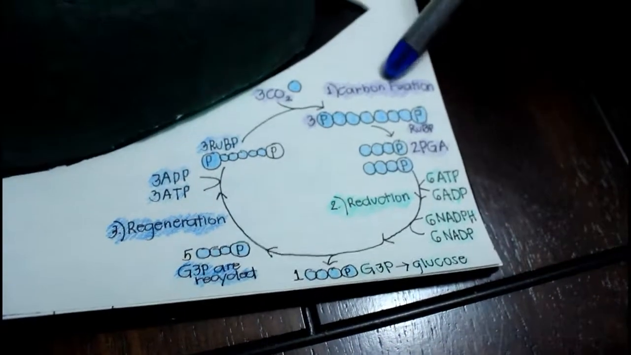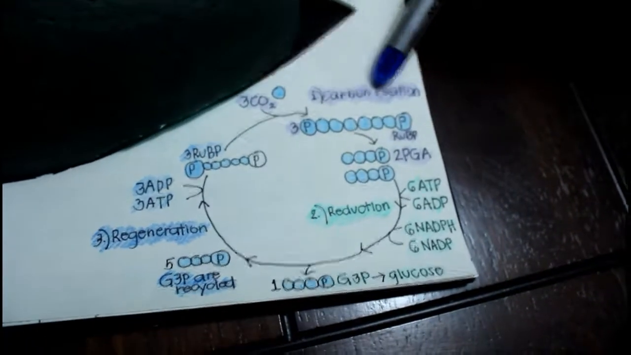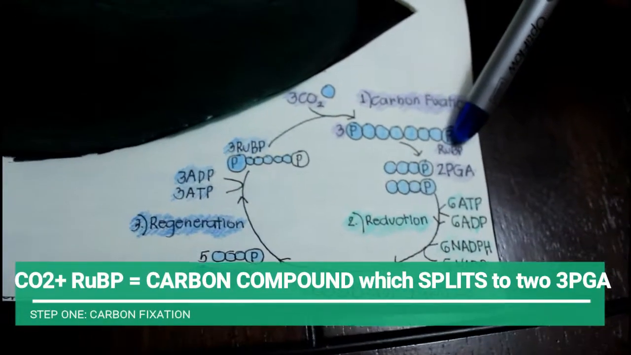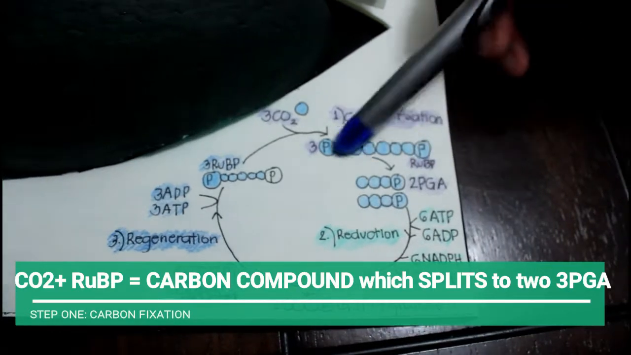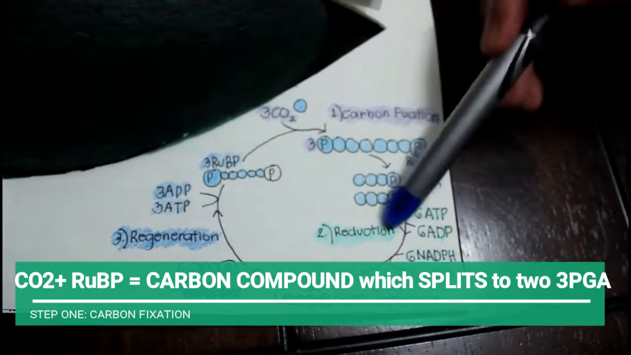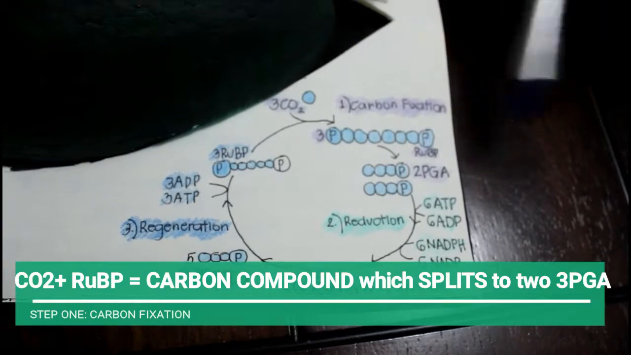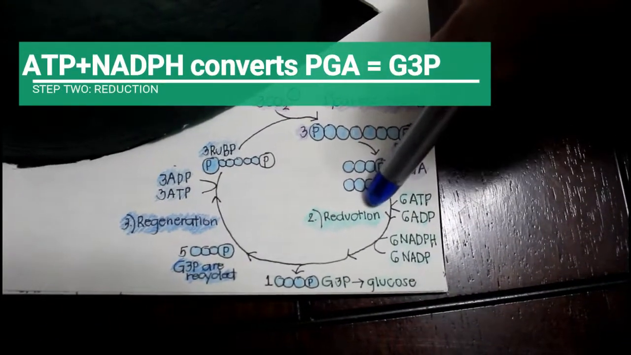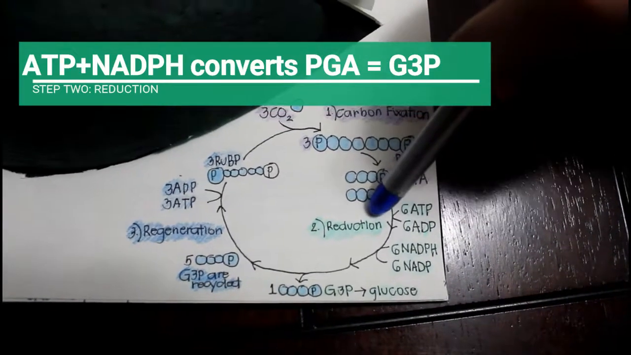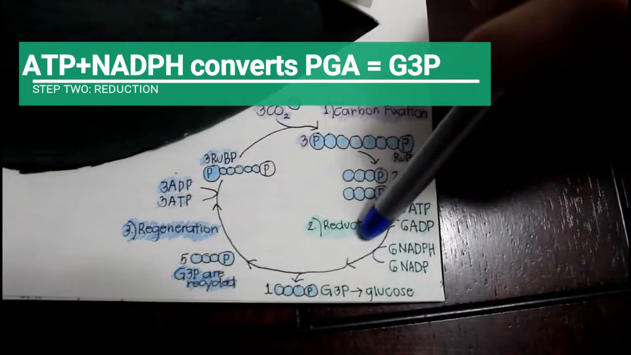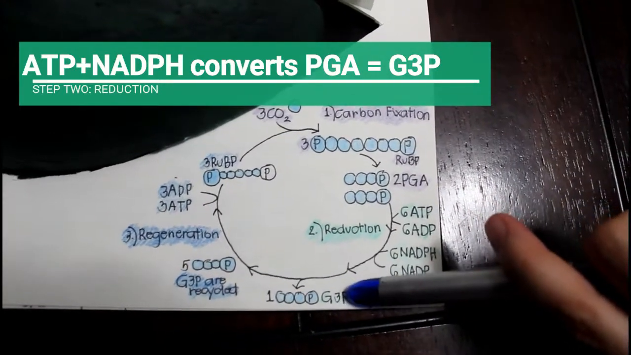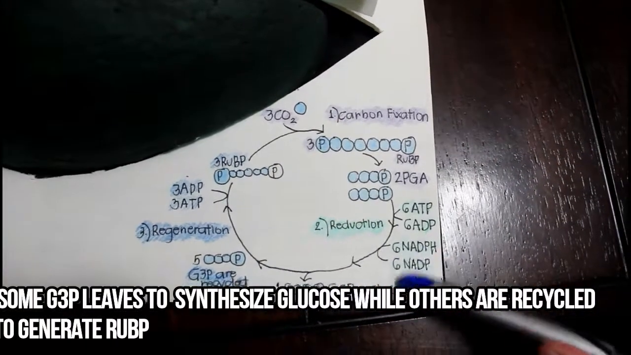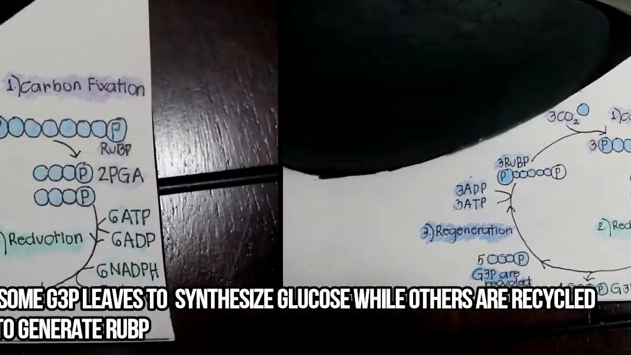The first step is carbon fixation. Carbon fixation is when CO2 is attached to the ribulose biphosphate, RUBP, and this results in a 6-carbon molecule, which splits into 2 PGA 3-carbon molecules. Step 2 is reduction. Reduction uses electrons from NADPH and ATP, so the products from light-dependent reaction, to reduce carbon dioxide. G3P, which is glyceraldehyde 3-phosphate, moves on to the next step in the Calvin cycle, but it also leaves to make glucose later.